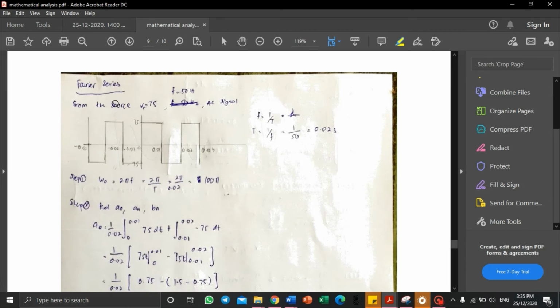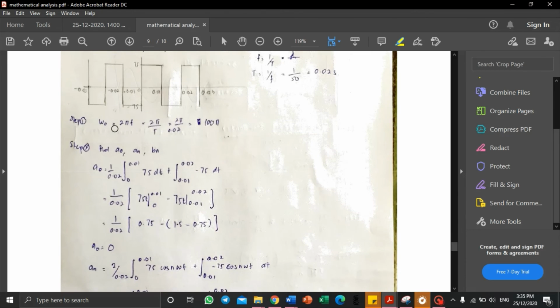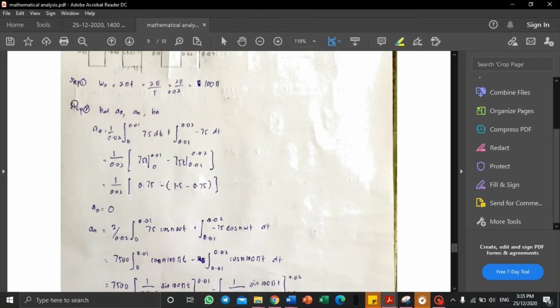For the next Fourier series, we know that our source is V equal to 75 and the frequency is 50 Hz, and it uses an AC signal. So from the frequency, we can obtain the period, which is T equal to 1 over 50, and we get 0.02 second, which means one complete cycle of this graph is 0.02 second. So the amplitude is 75. From there, we can get omega naught equal to 2 pi over T, and 2 pi over 0.02 we get 100 pi. And then from there we can find a naught, an, and bn.